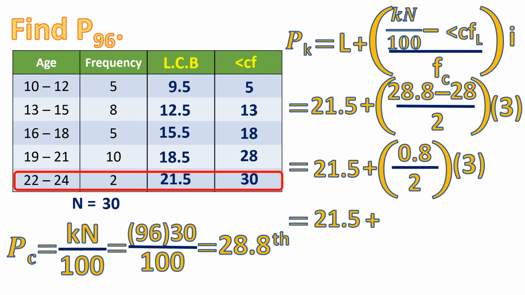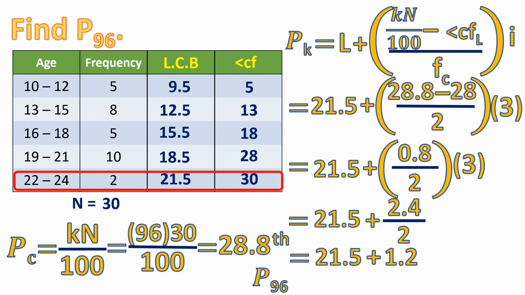So 3 times 0.8 is 2.4 divided by 2. So 21.5 plus, half of 2.4 is 1.2. So the 96th percentile is 22.7. This is saying that 96% of the participants are aged less than 22.7 years old, or 96% of the data is less than 22.7.